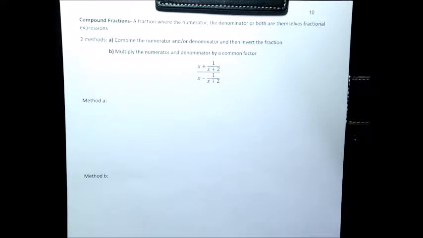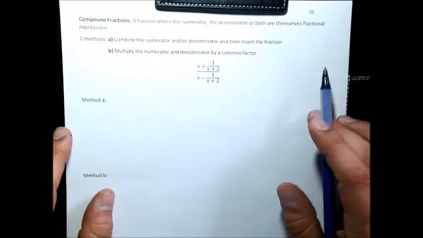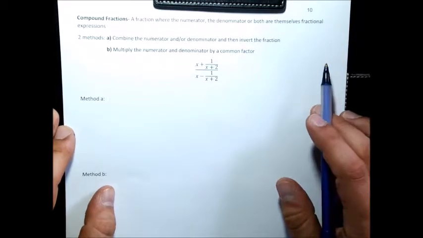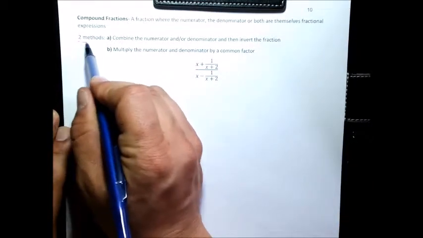If we have something like that, we want to make it not that, right? We want to make it just a normal fraction. Normal fractions are hard enough. We don't need a compound fraction. And so there's two methods to do that. We'll talk about two ways to do it.